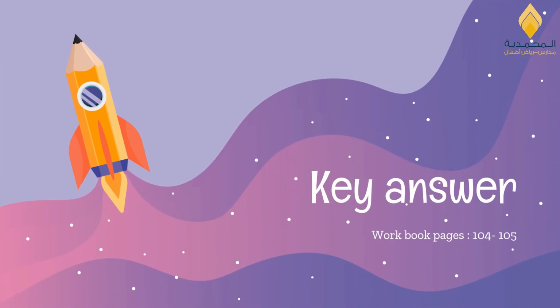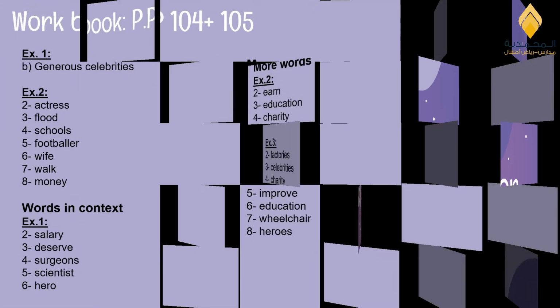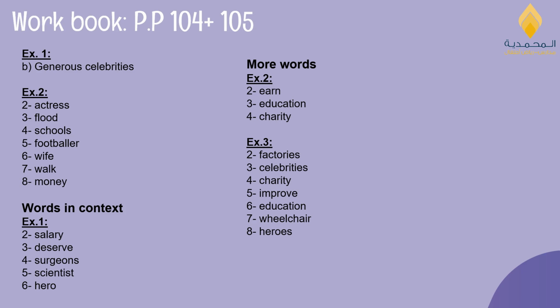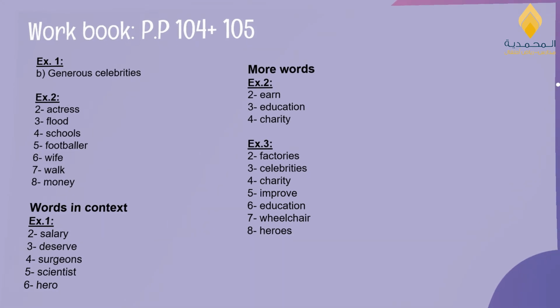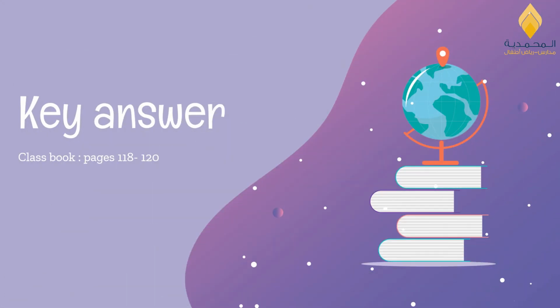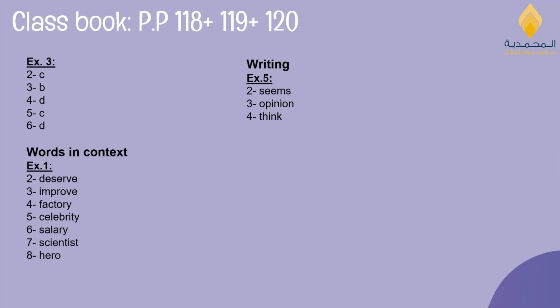Now I have the key answer for your workbook, pages 104 and 105: exercise 1, exercise 2, words and context, exercise 1, more words, exercise 2, and exercise 3 on page 105. Key answer for your class book from page 118 to 120. Exercise 3 on page 118, words and context. Exercise 1 on page 119, and on page 120 in the writing part, here is the answer of exercise 5.